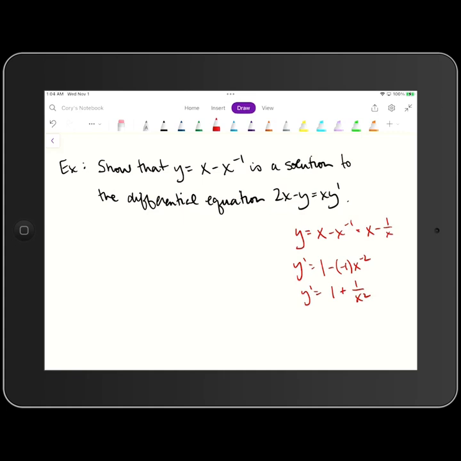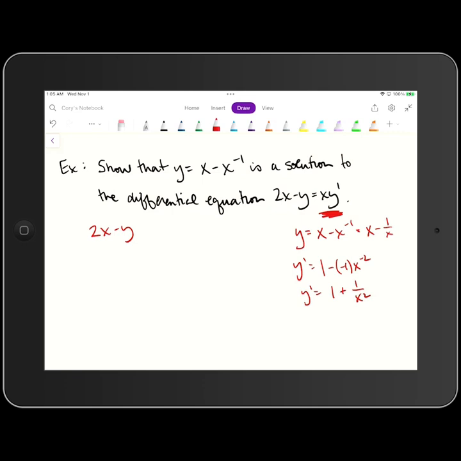Okay, so if I want to show that y is a solution to the differential equation, what I'm going to do is take 2x minus y, and algebraically manipulate that expression to show that it gives me the right-hand side of that equation. Okay, so we're going to take the left-hand side, use some algebra to manipulate it, and show that it gives us the expression on the right-hand side.